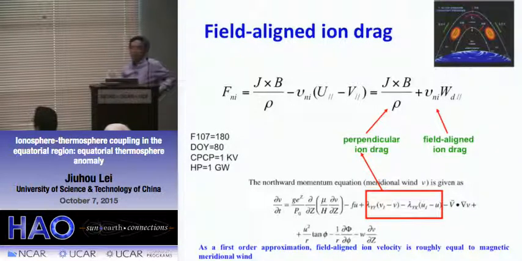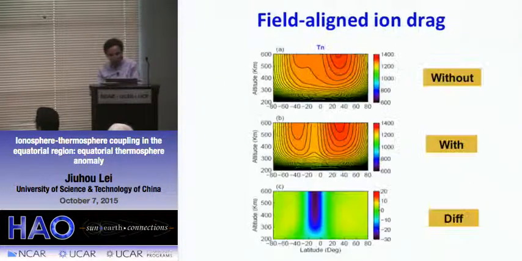But because of the pressure force and also gravity, there's some difference between the field line velocity of neutral and ion. So the difference is the diffusion velocity. So most of the models, including the TIEGCM and CTIM, just include the perpendicular ion drag, that's the dominant term, but ignore the field line drag. If we include the field line drag, so what will happen?